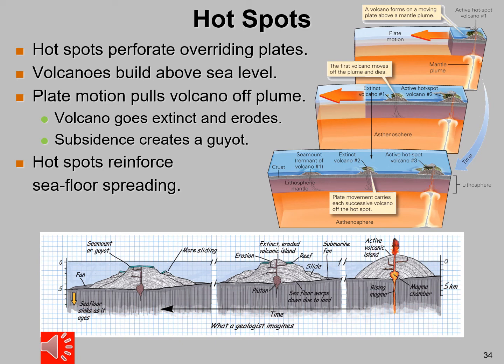As the islands move off of the hot spot, they begin to sink and form what is known as a guyot, G-U-Y-O-T. A guyot is a seamount that had a coral reef growing on top of it so that it is now flat on the surface, or flat crested.